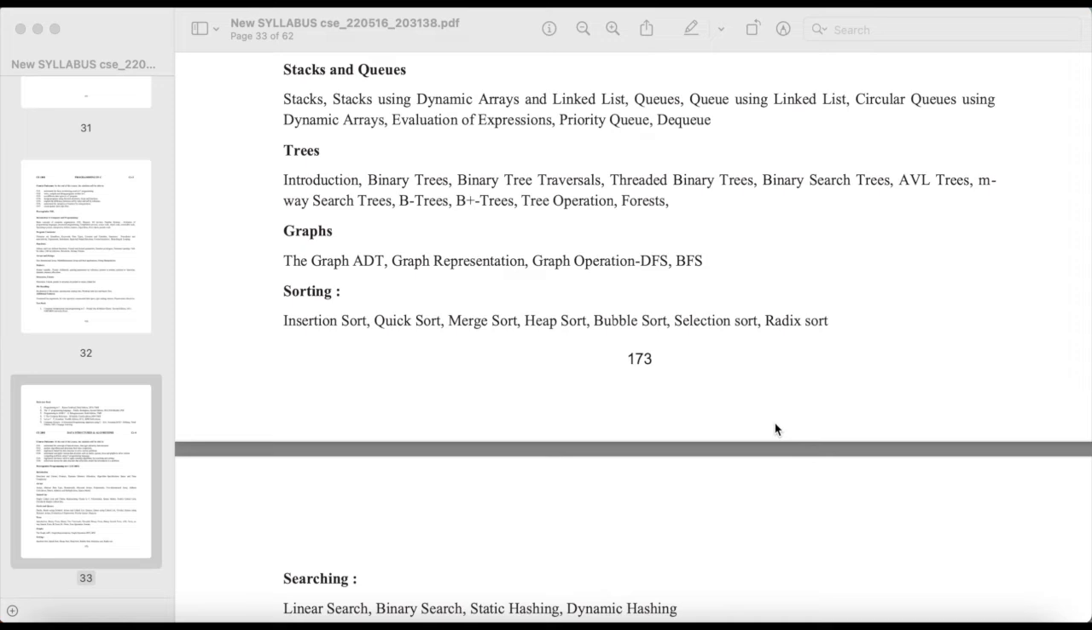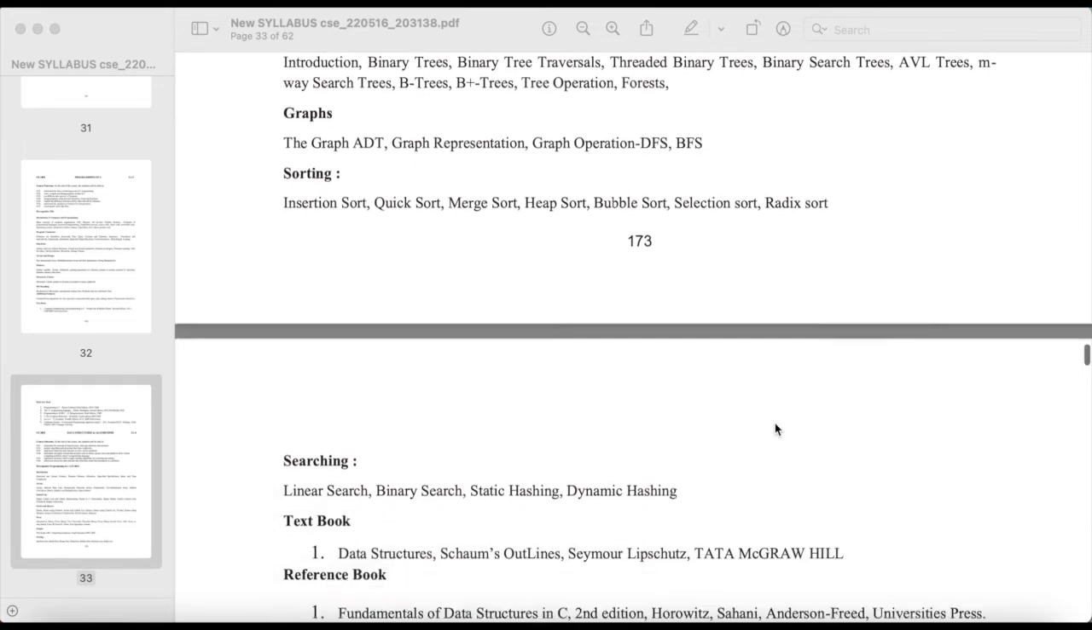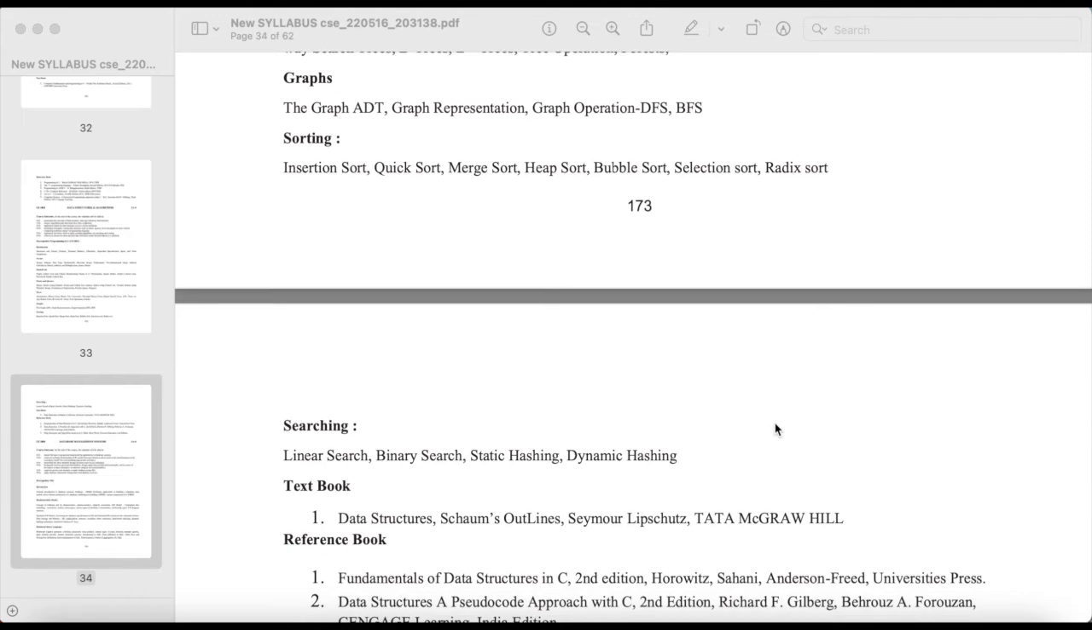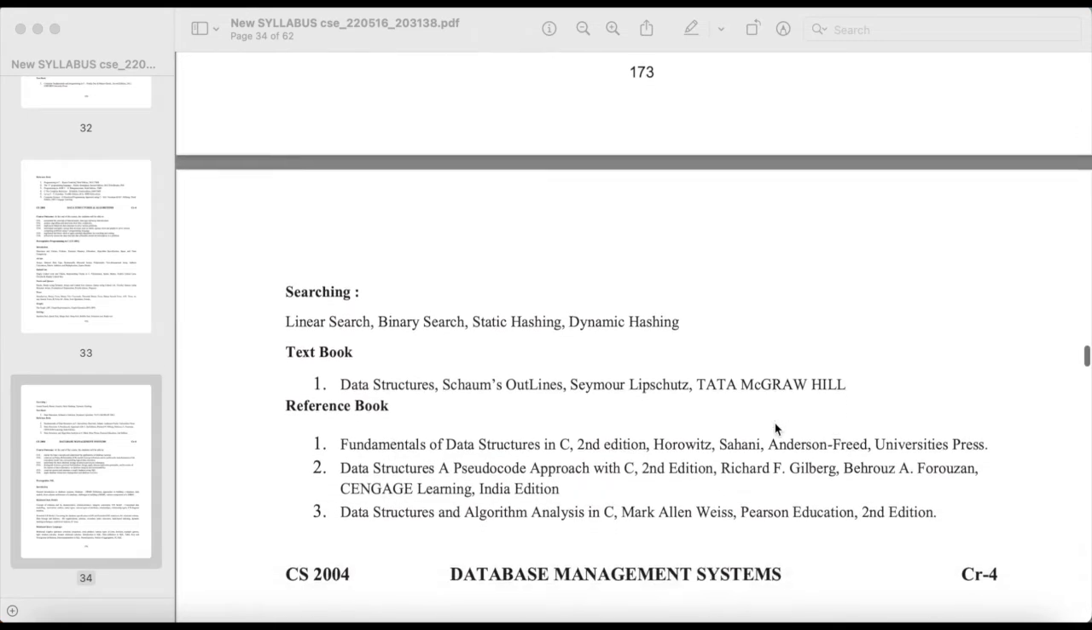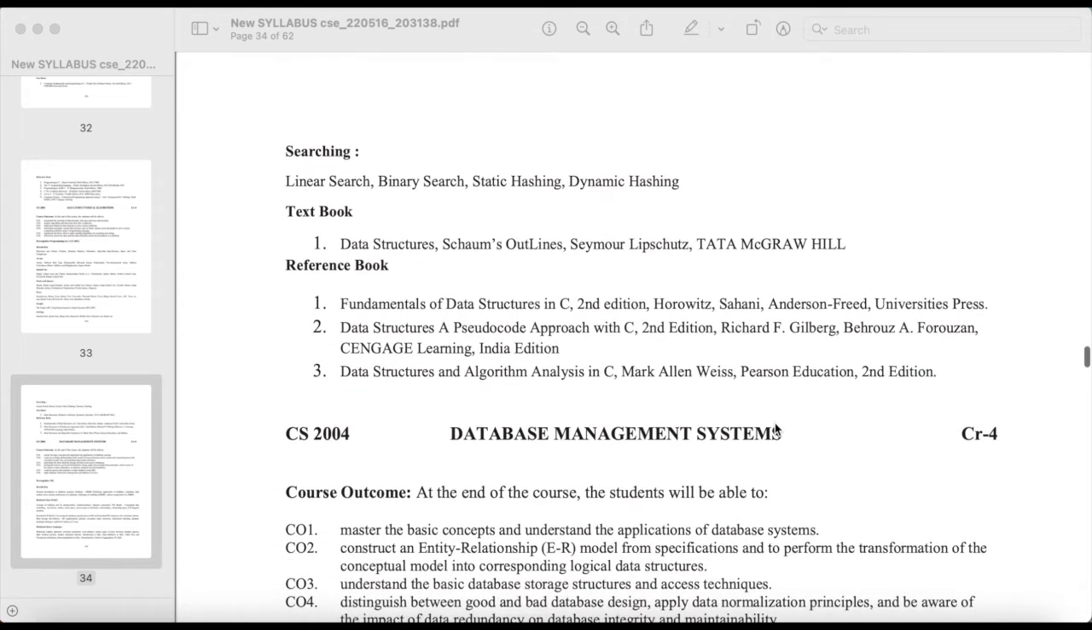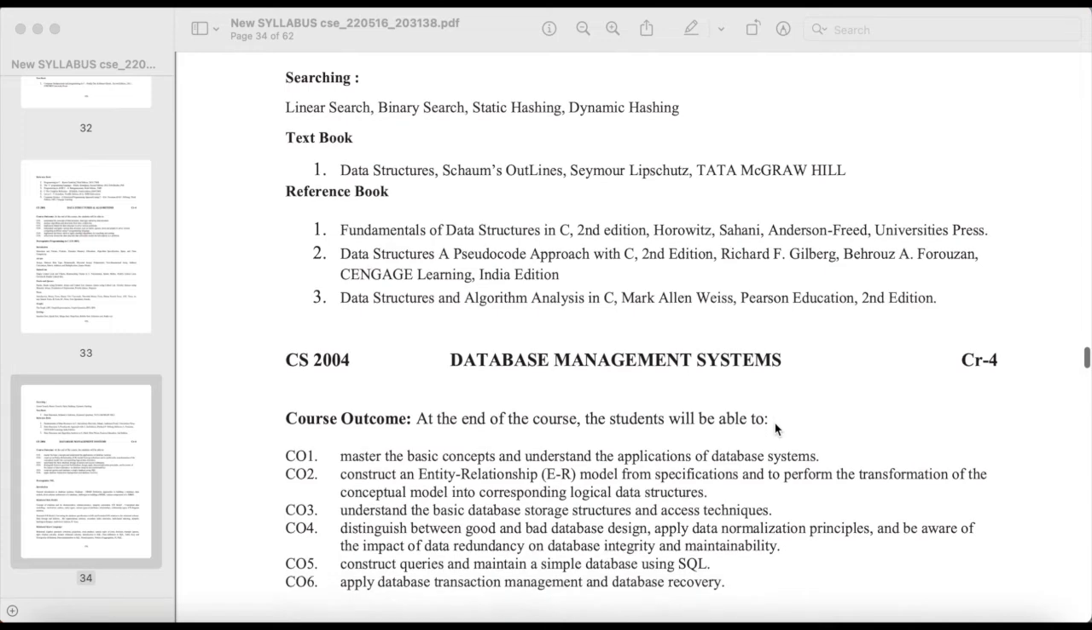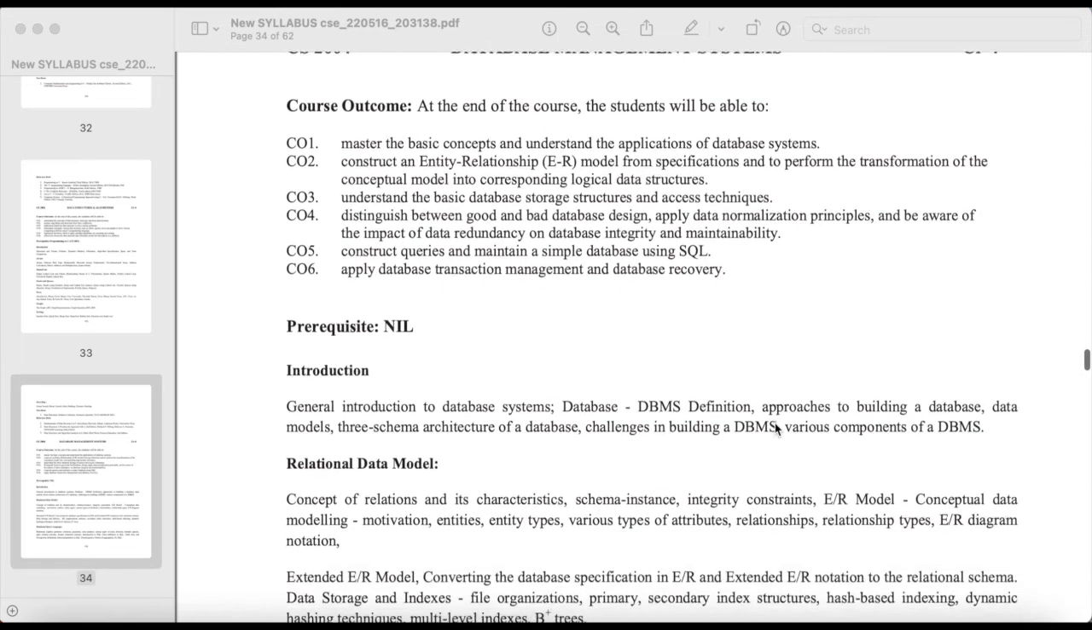B trees, B+ trees, tree operations, forests, graphs, the graph ADT, graph representation, graph operations, DFS, BFS. Sorting: insertion sort, quick sort, merge sort, heap sort, bubble sort, selection sort, radix sort. Searching: linear search, binary search, static hashing, dynamic hashing. Database management systems.